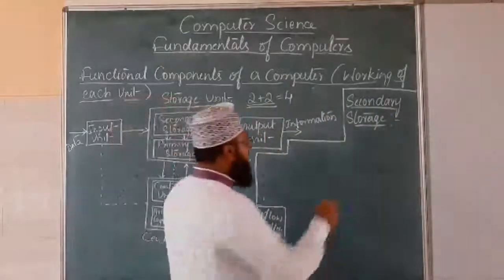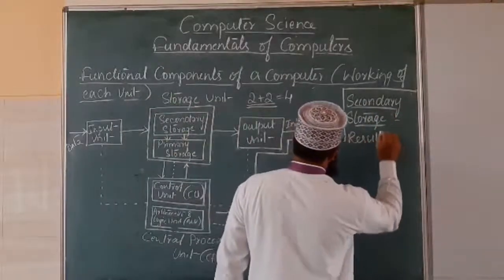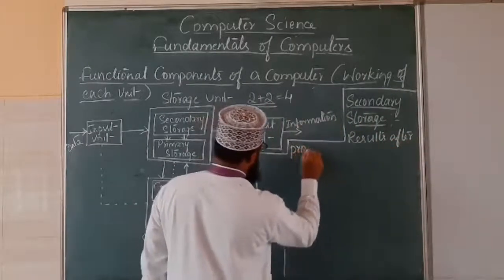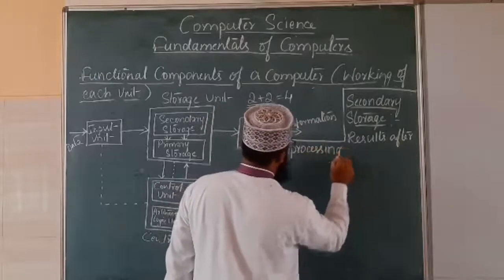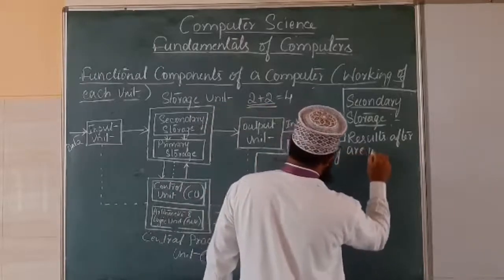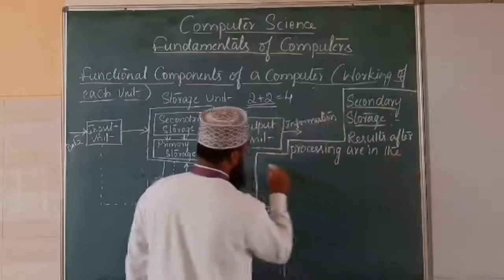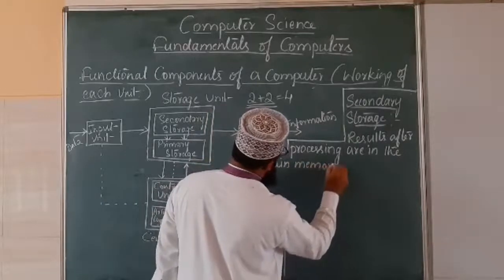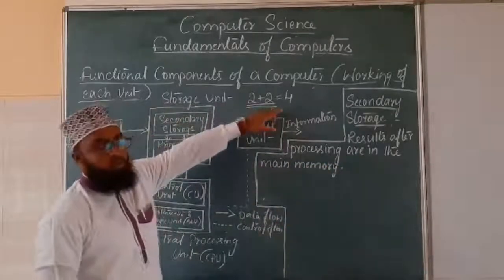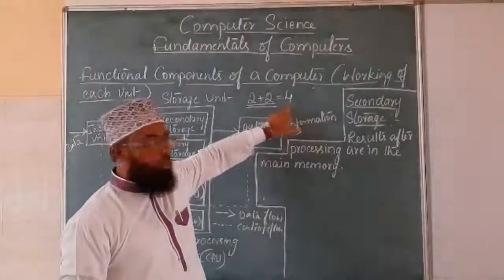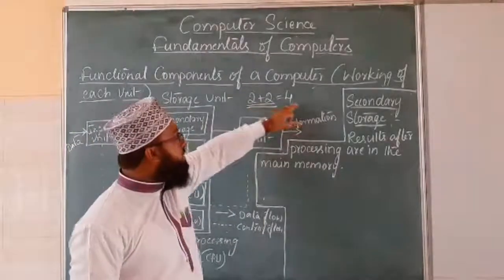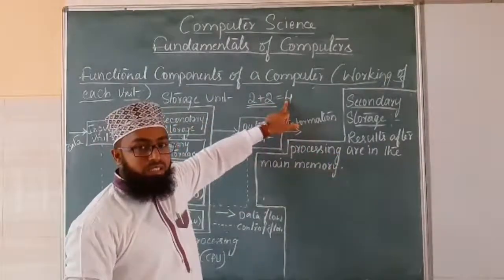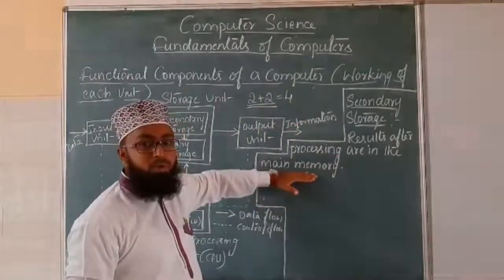Results after processing are in the main memory. As I have given you the example 2 plus 2 equal to 4, 2 plus 2 is the instruction, input, and the result is 4. After obtaining these results, the data is present in primary memory only.